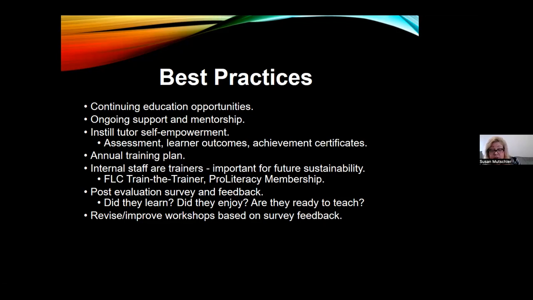Internal staff are the trainers. I think that's really important for future sustainability. You do want to be able to hold your own tutor trainings and not always have to ask the Florida Literacy Coalition to send somebody. I think this course can help with that. I think ProLiteracy membership can help with that. We talked a lot today about post-evaluation, survey and feedback, and the questions: did they learn? Did they enjoy? And are they ready to teach? And we talked about revising and improving the workshops based on that survey feedback.